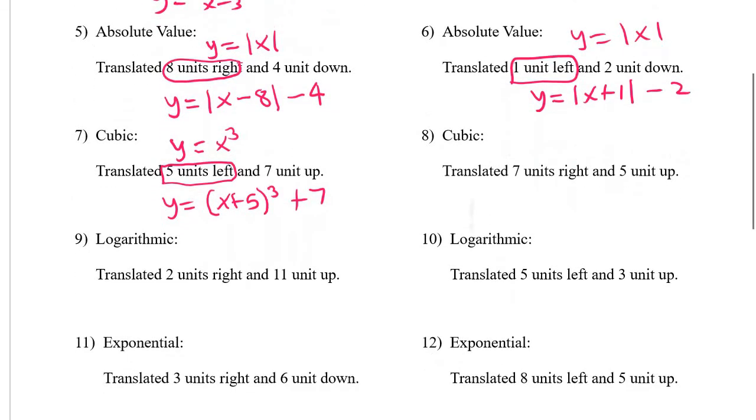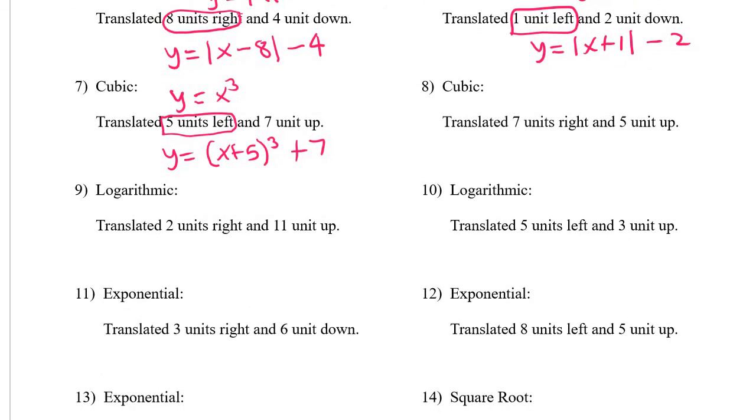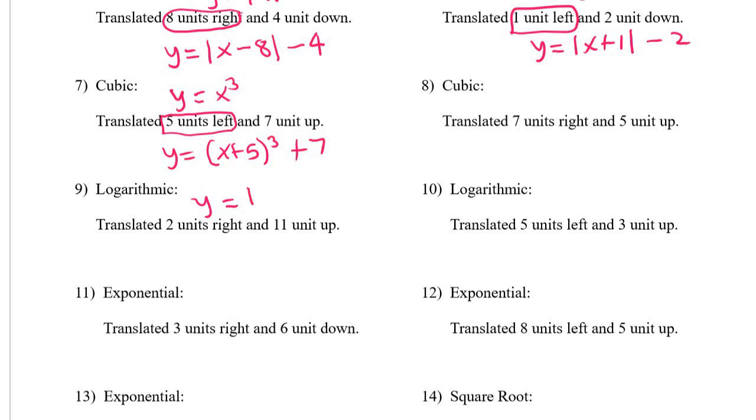Next, let's do one for logarithmic. We know the parent function is y equals log base 2 of x. If it's going to go 2 to the right, we're going to replace the x with x minus 2. So it will be y equals log base 2 of (x minus 2), because it's going to the right. And then 11 up, plus 11. All right, let's do one for exponential.